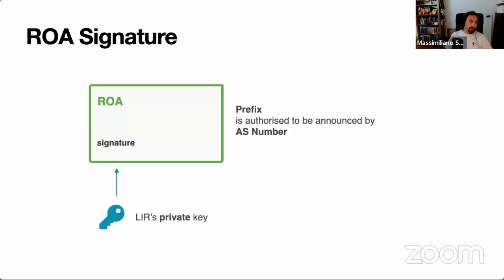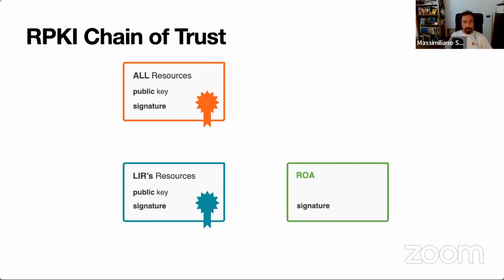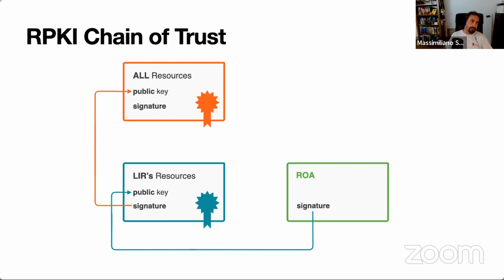So the ROA is a piece of data encoded in BER, basic encoding rules, ASN.1, and it becomes part of the chain of trust. So the ROA gets signed by the local CA from the LIR, which in turn gets signed by the top CA certificate from the regional registry. So by following the chain of trust, you can validate that the ROA is okay, and then you can assume that the content of the ROA can be trusted.